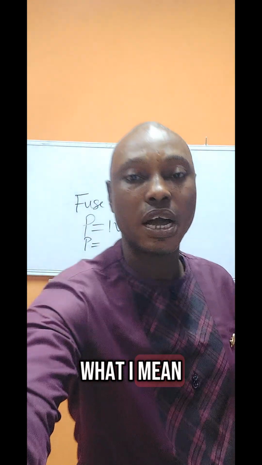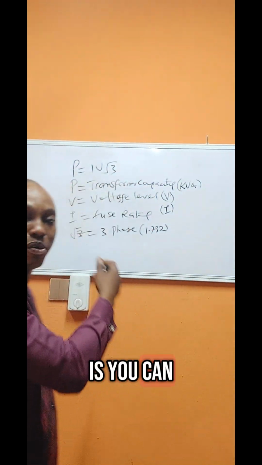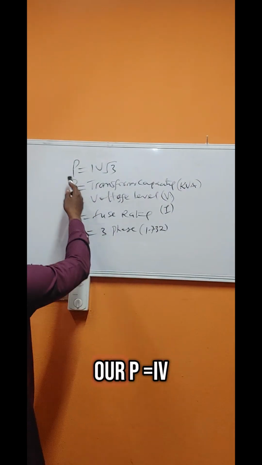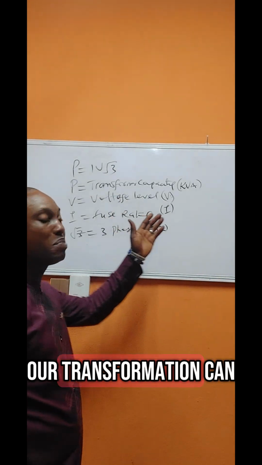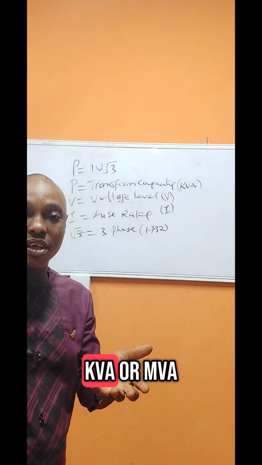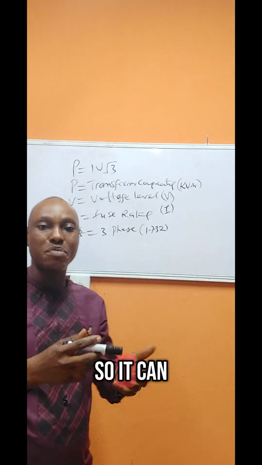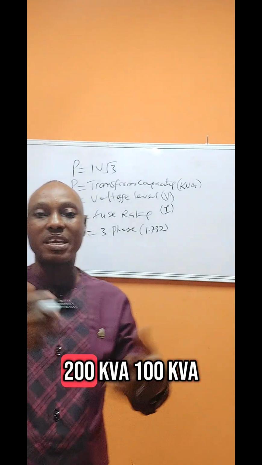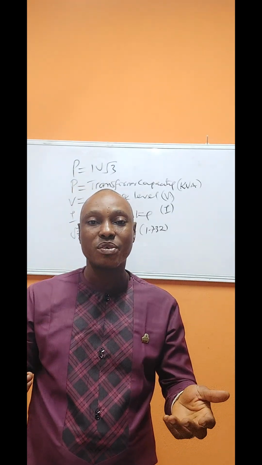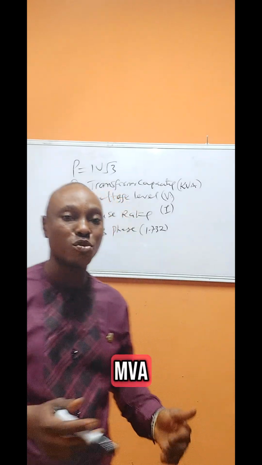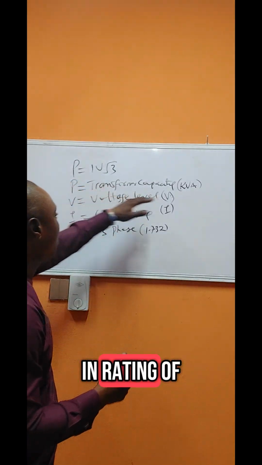You can see from our board, P is equal to I V root 3. P is the capacity of our transformer, which can be in kVA or in MVA. It can be 500 kVA, 200 kVA, 100 kVA, and in MVA it can be 1 MVA, 1.5 MVA, 5 MVA. So that is the capacity, in the rating of kVA.